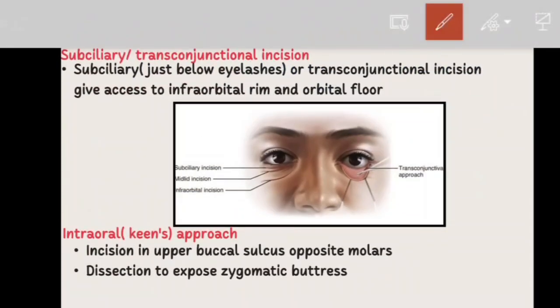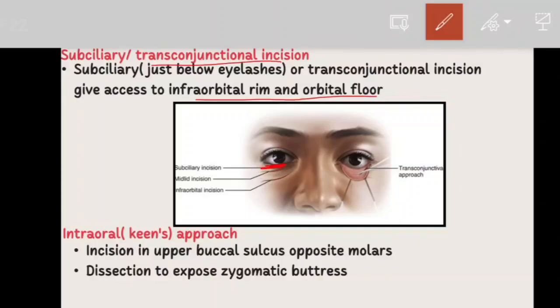Now the next type of incision is the subciliary or transconjunctival incision. Subciliary gives access to the infraorbital rim and the orbital floor. It is just below the eyelash. So this one is the subciliary incision, just below the eyelash.